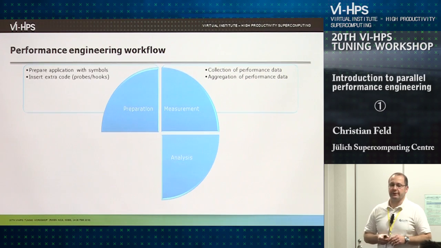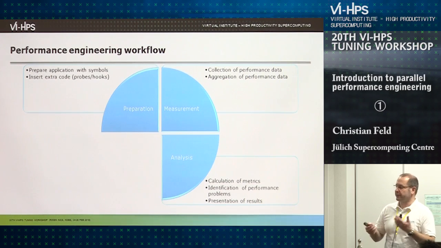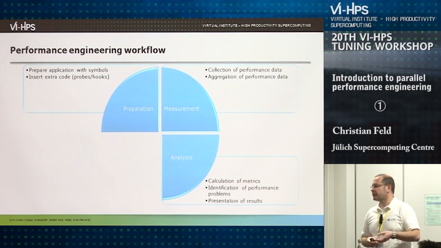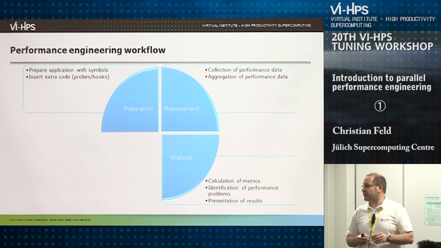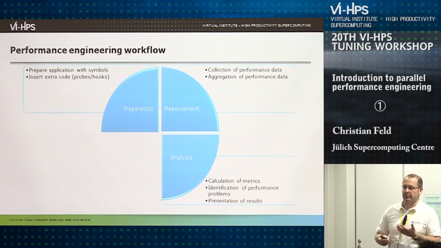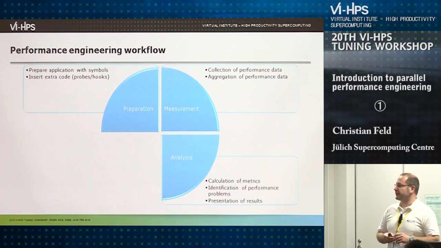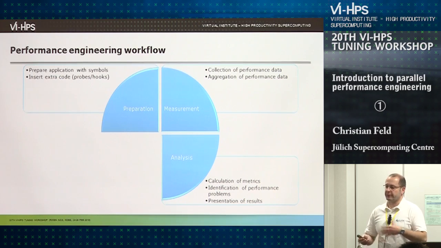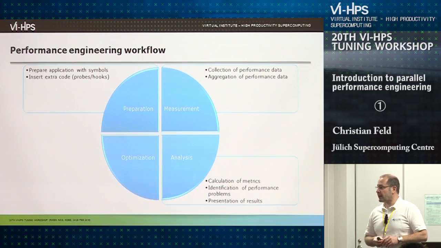The third step is the analysis of the data you collected. There you can calculate some metrics, for example, execution time, number of visits, or bytes transferred. You can identify performance problems. For example, you can see which function took the most time. This is then a good candidate to optimize. And you present the results in different ways. You can have a call path profile, or you can have a trace visualization.